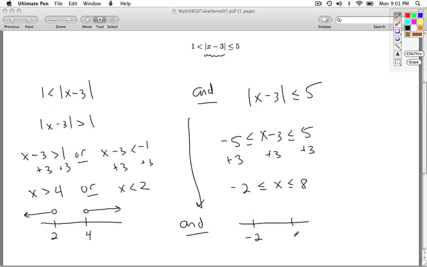I can graph this on my number line. Since it's less than or equal to, we have filled in dots, and everything between negative 2 and 8. So these are the two parts of the solution. The and means I need to intersect, which means I need to find the overlap between these two parts. So let's draw them both on the number line and look for the overlap.